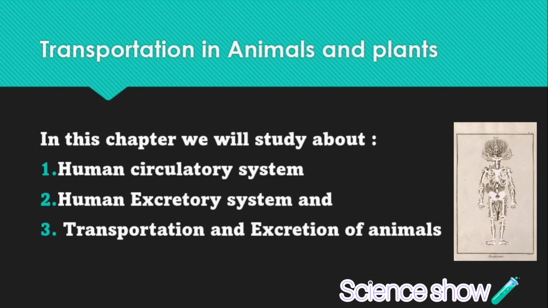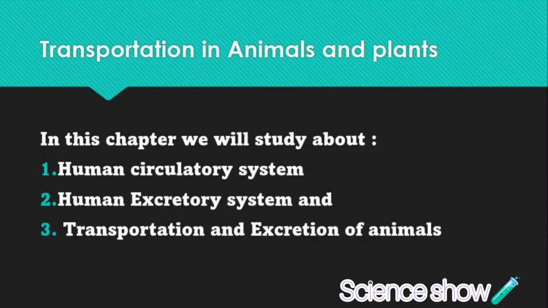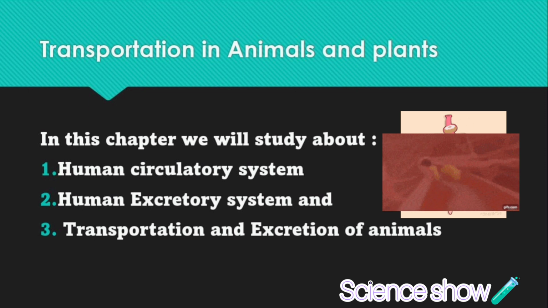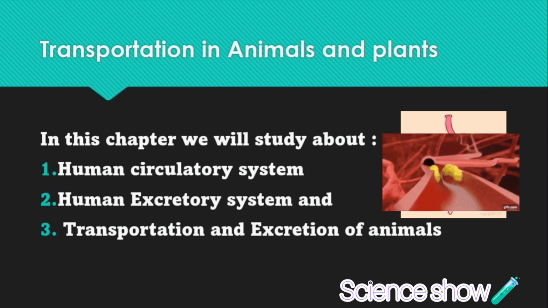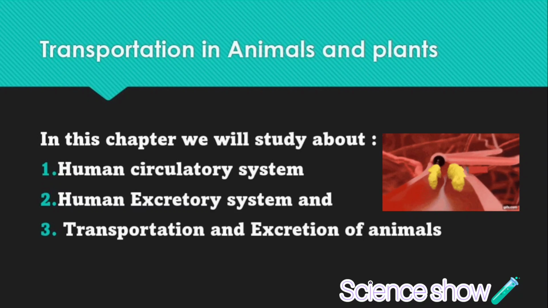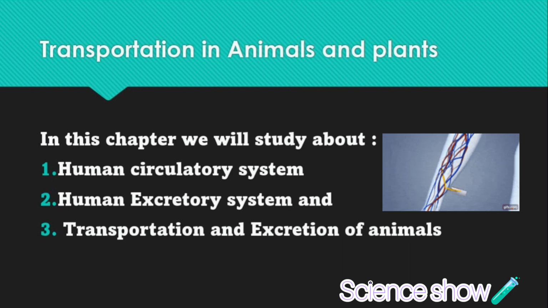Today we are going to see about transportation in animals and plants. In this, we will discuss: 1. Human circulatory system, 2. Human excretory system, 3. Transportation in animals and plants. I am super excited to teach you more concepts and make you versatile in science. Are you ready? Let's go.